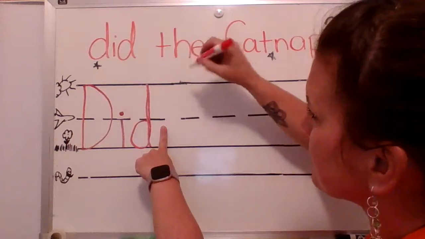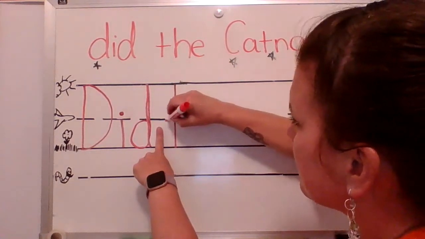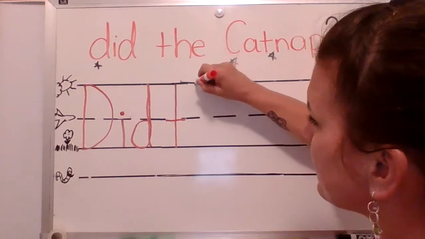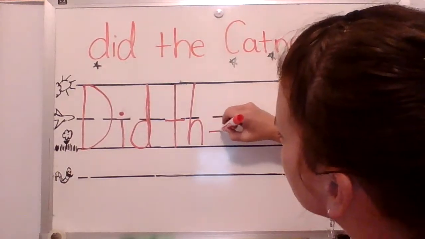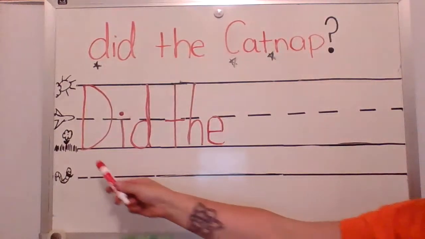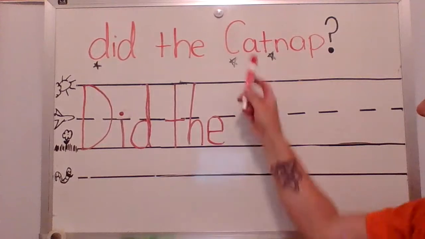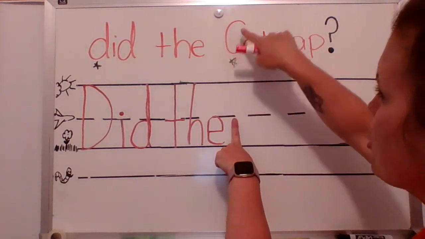The. T is a skyline letter, so we're going to start way up on the skyline. T. H is another skyline letter. Did. The. E goes around and down to the plane line. Did. The. The next word is cat, and I'm going to leave a finger space here, and then change this to a lowercase c that will start on the plane line.